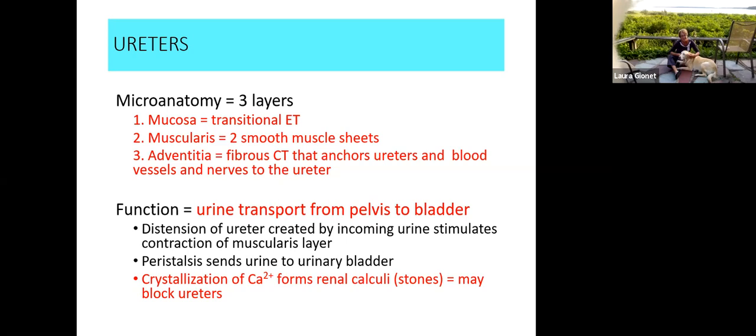Distension of the ureter created by incoming urine stimulates the contraction of the muscle. So once it starts to stretch, it's kind of like a recoil mechanism. Once it stretches, it stimulates it to contract and propel the urine down toward the bladder. Thus, it has that peristaltic effect of inner circular, outer longitudinal muscle that propels it forward. Crystallization of calcium can form renal calculi, or what's called urinary stones, and they may block ureters. Very painful process, very painful.